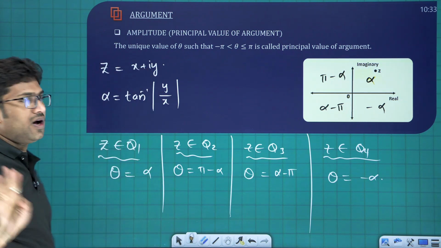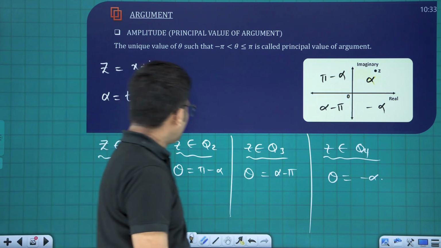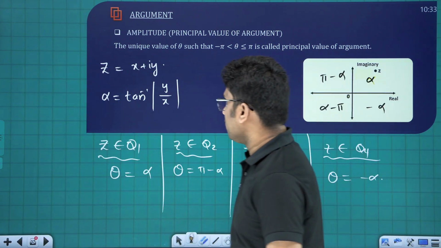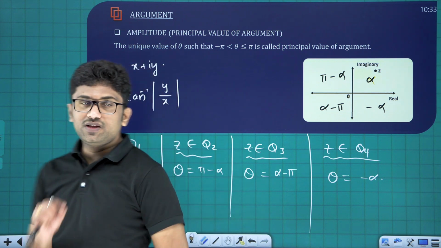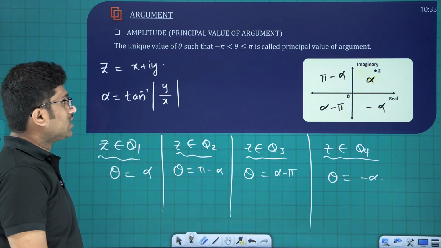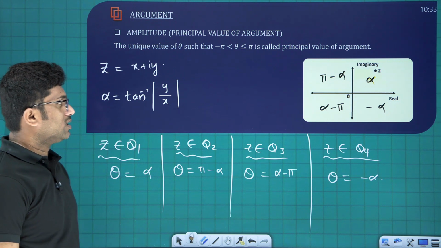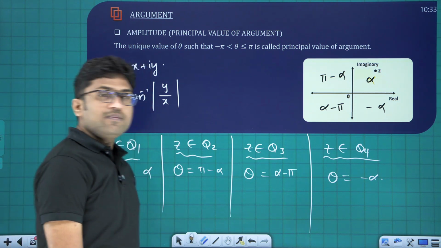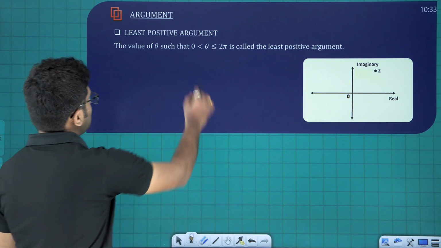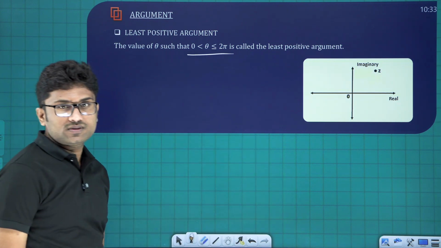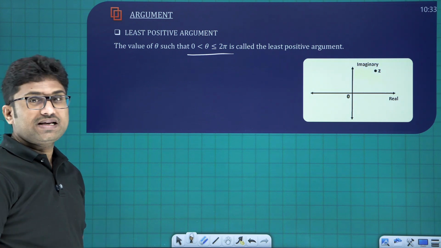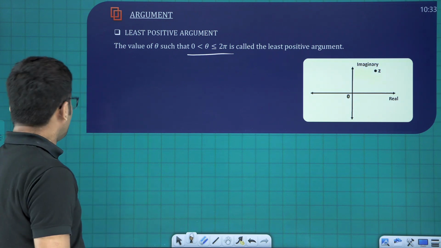First we find alpha. What is alpha? Alpha is tan inverse of mod y by x. Then depending upon the quadrant in which z lies, we get the principal argument. First quadrant alpha, second pi minus alpha, third alpha minus pi, fourth minus alpha. Next, the argument theta with 0 less than theta less than or equal to 2 pi is always called the least positive argument.